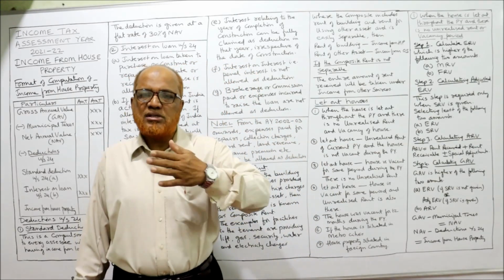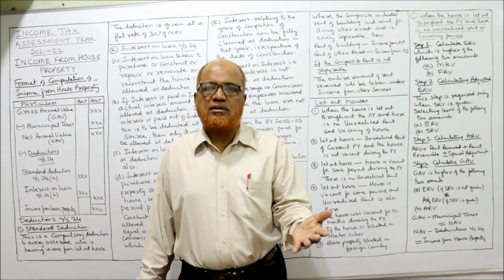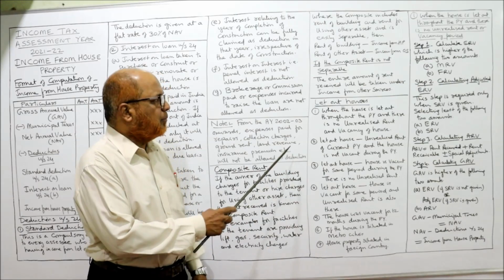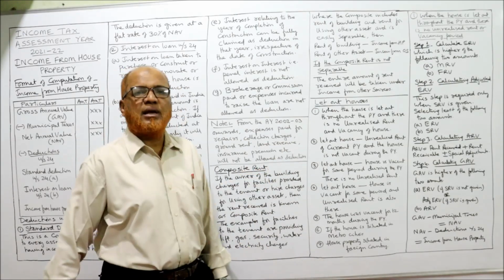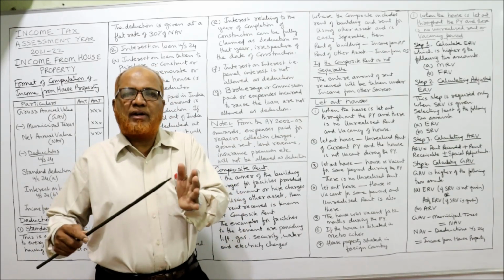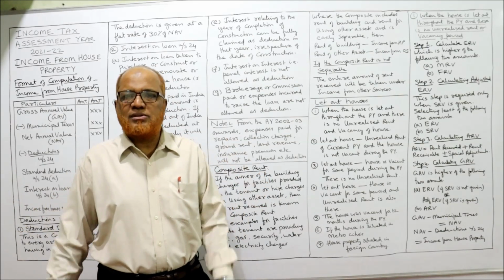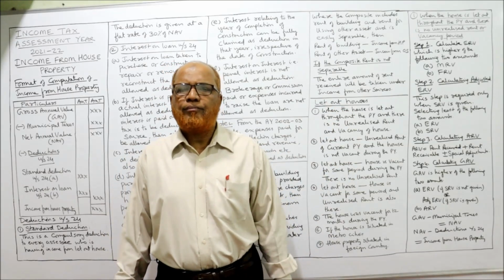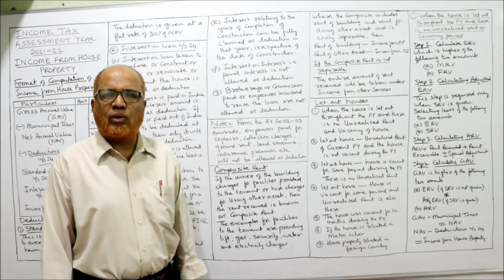So two types of houses, let out houses and self-occupied. What are the rules for let out houses? You have to remember here, very important rules. There are seven types of let out houses. For our understanding, we have classified the houses into 7 types. It is not specified like this in the Income Tax Act. So what are the 7 types of let out houses?